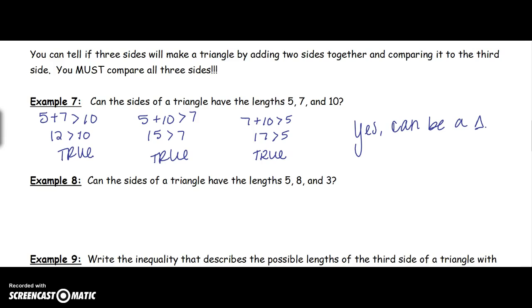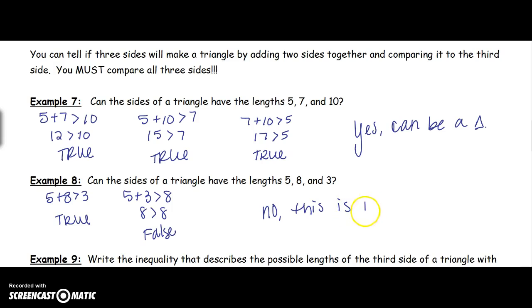What about 5, 8, and 3? Okay, so 5 plus 8 is greater than 3. That's true. Then you have 5 plus 3 is greater than 8. Well, 5 plus 3 is 8. Is 8 greater than 8? That's false. So in this case, no, this is not a triangle.